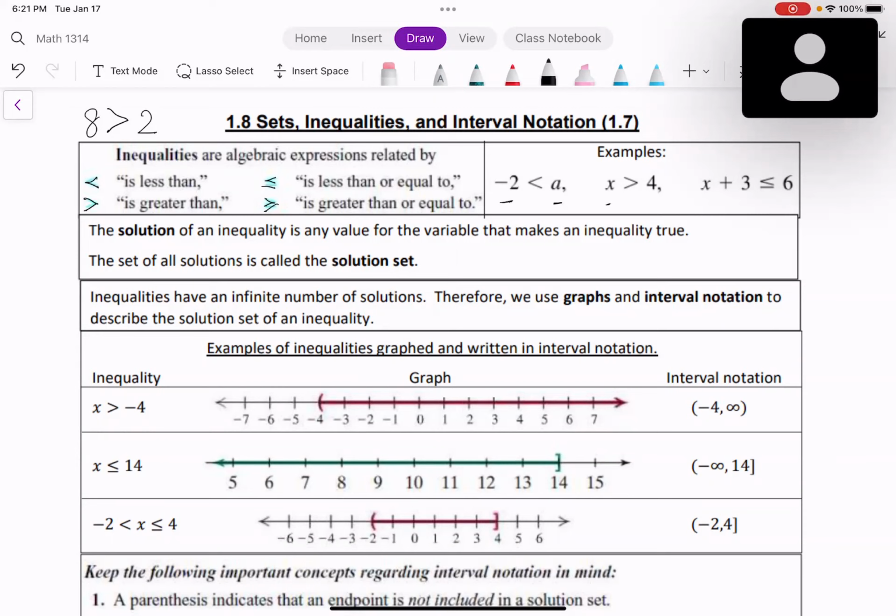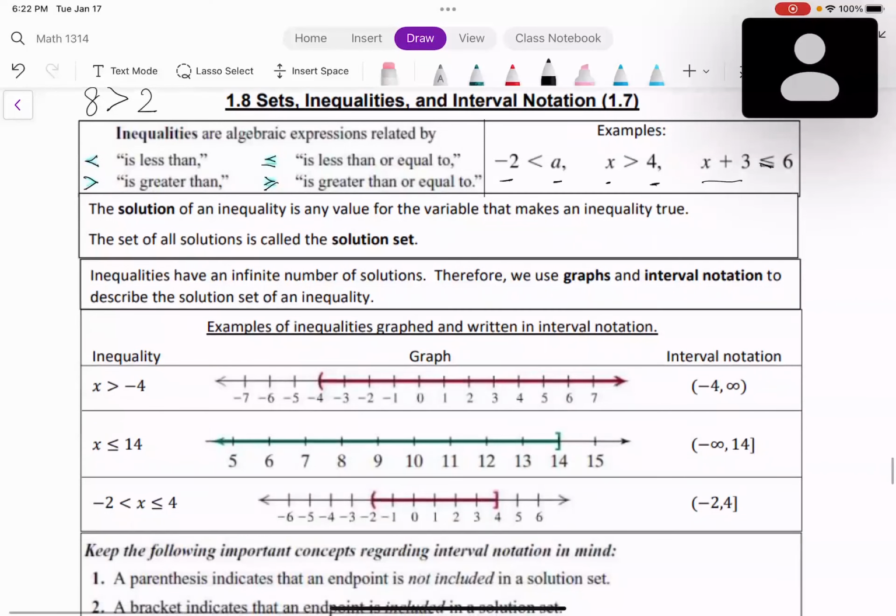Next example, x is greater than 4. That means x is a number more than 4, like 5, 6, 4.5, and 100, infinity numbers. Next example, x plus 3 is less than or equal to 6. So x plus 3 is less than 6, for example 5, 4, 2, and negative numbers. It also has a chance to equal 6 because this symbol means less than or equal to 6.